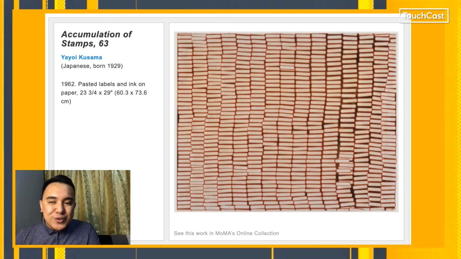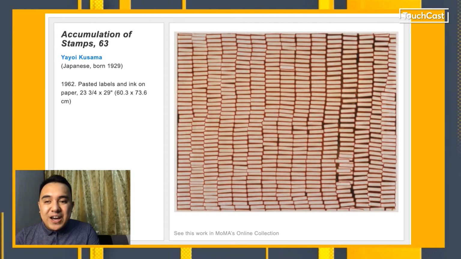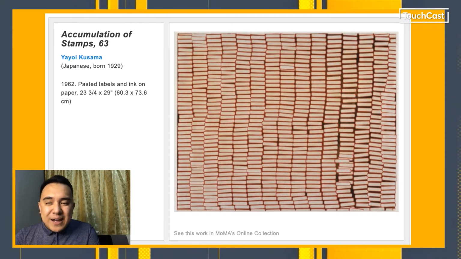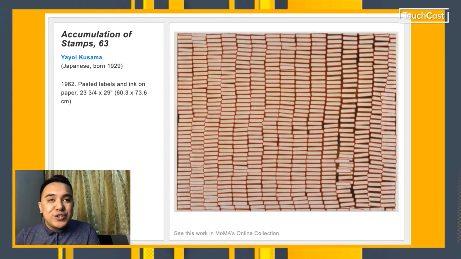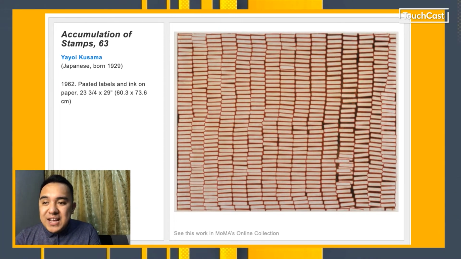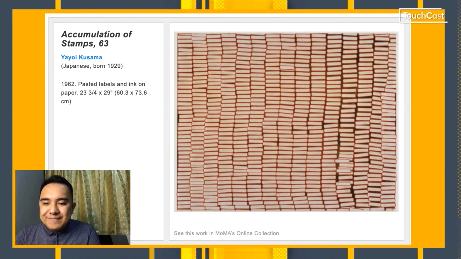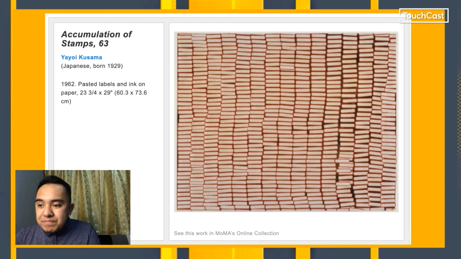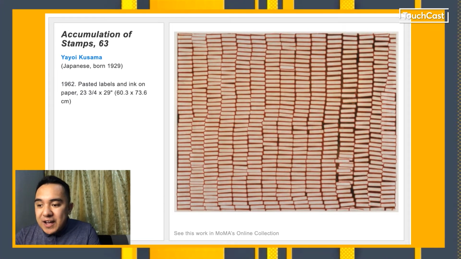The repetition that you can see in here, required to make collages like this one, is reflected in Kusama's titles, which often include the words accumulation and infinity. So as you can see, the title of this painting is Accumulation of Stamps 63. Okay? This one is in MoMA, the Museum of Modern Art, actually.